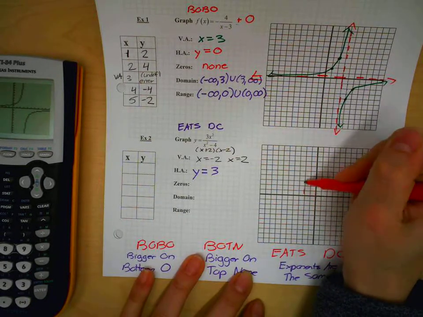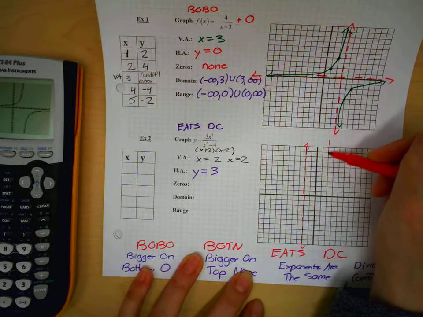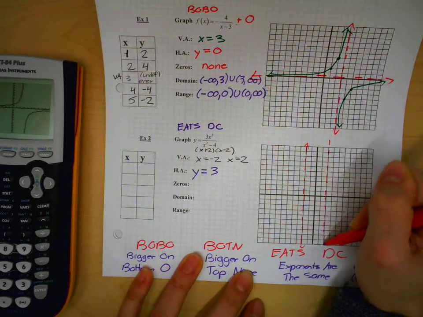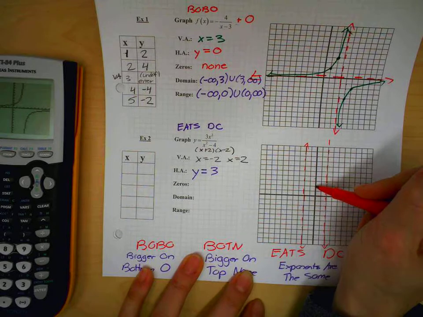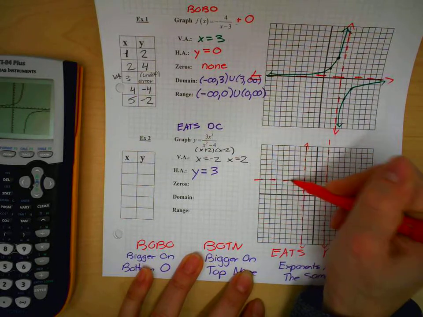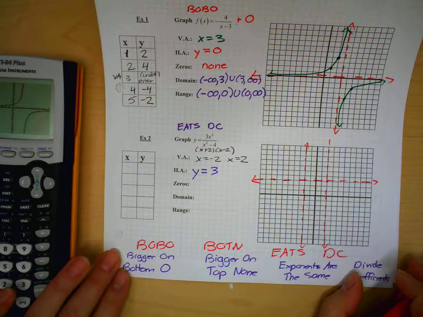So here's the one at negative 2. Here's the one at positive 2. So actually you don't have something like this on your quiz because we don't have 2 vertical asymptotes on your quiz today. 1, 2, 3. And here's my horizontal asymptote. Okay, so let's get some points.